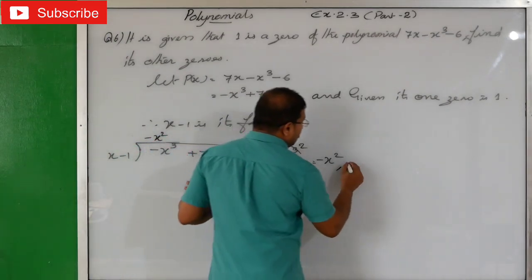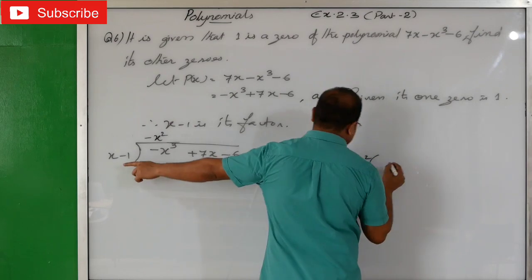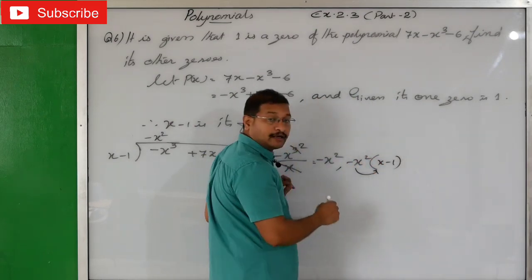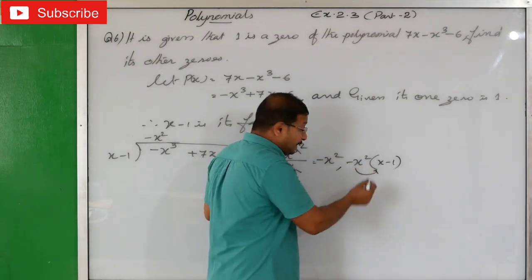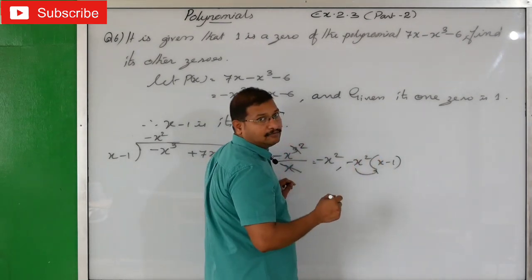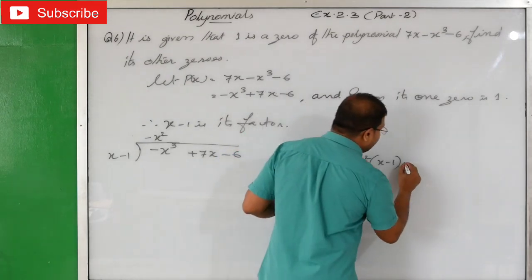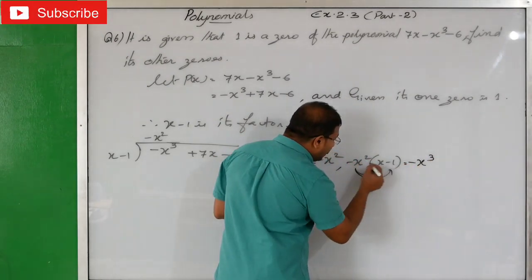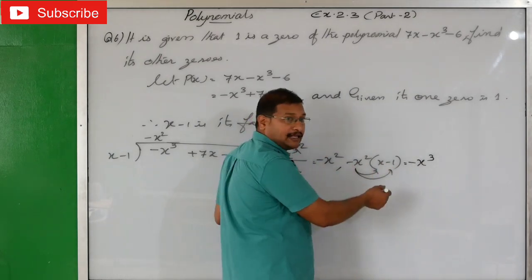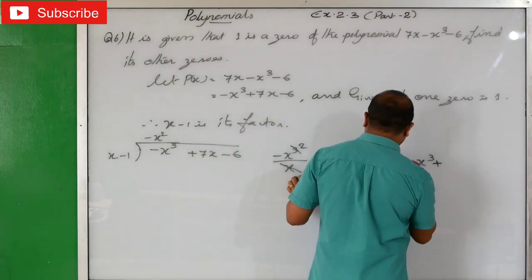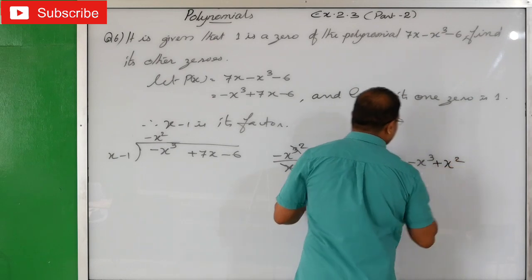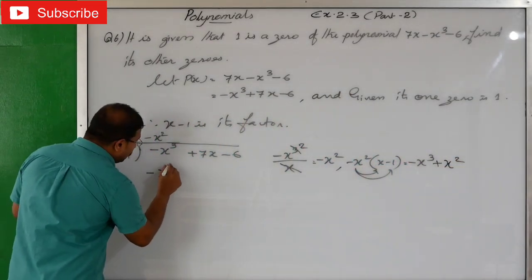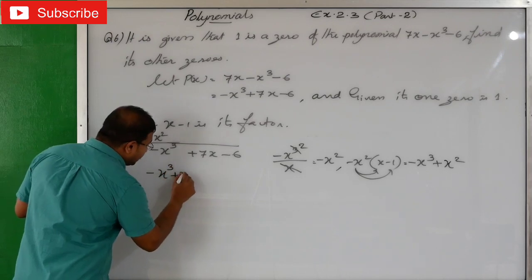After that, minus x square into the divisor x minus 1. We'll open it. Minus x square into x is minus x cube. Again, minus x square into minus 1: minus into minus is plus, so we get 1 into x square. So we'll get here minus x cube plus x square.